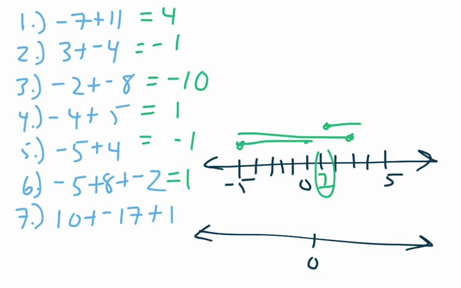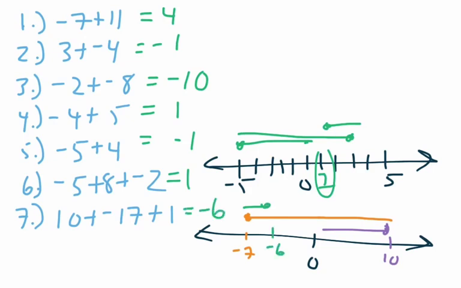Okay, and then for this last one here, I'm just going to model this out maybe in a faster way. We're going to go to the right 10. Then we're going to back up 17. So we're going to go back 10, and then 7 more, which is going to put us at -7. And then we're going to go forward 1, which is going to put us at -6.